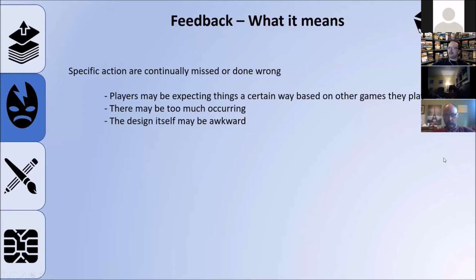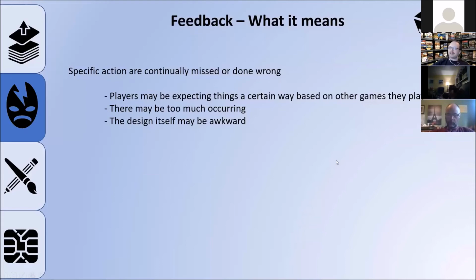So moving back to specific actions being either continually missed or done wrong, there might be too much going on in your game at that point. You could have so many different things that people need to keep track of that the reason they constantly miss things is because there's too much for them to remember. So this comes back to trying to simplify the design. And the design itself may just simply be awkward. So the reason it's being done wrong is because people can't understand the way it needs to be done right. It's just too awkward still at that point, and you just need to refine it still.